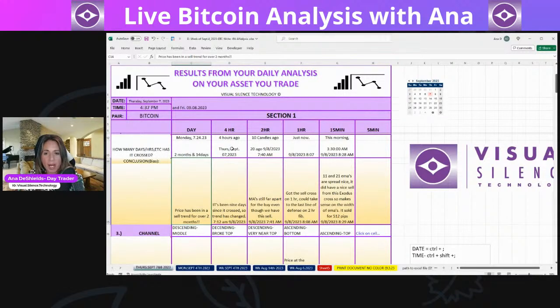Then here on the 4-hour, it happened on September 7th. So today is the 8th. Okay, so just yesterday. And then on the 2-hour time frame, it happened 10 candles ago, so 20 hours ago. So again, that was yesterday because it's a smaller time frame. And then the cross happened on the 1-hour at 8:07 a.m. I should have put a.m. here. Oh, I did put a.m. It just didn't go down far enough.